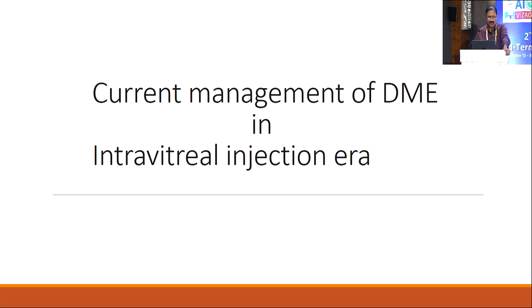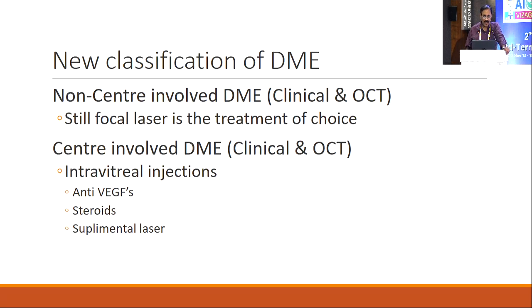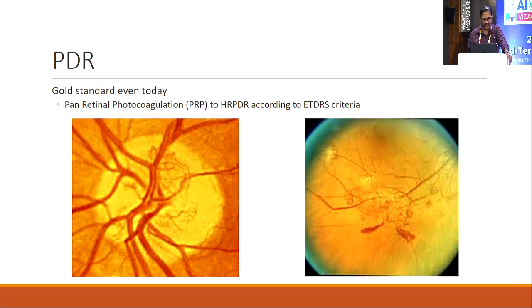The search came in the form of either anti-VEGF or steroids. And in this era, the classification of DME has changed into center-involved DME or non-center involved DME. In non-center involved DME, focal laser is still the treatment of choice, and in center-involved DME, intravitreal injections are the treatment of choice now. Before the intravitreal injection era, it was focal laser only for DME. For any DME, even if it was CME, we used to do extrafoveal laser only. But if it's center-involved DME, now we treat with anti-VEGFs or steroids, with a supplemental laser if there is a recurrence.